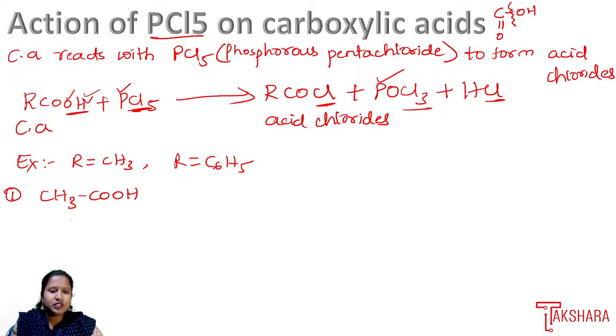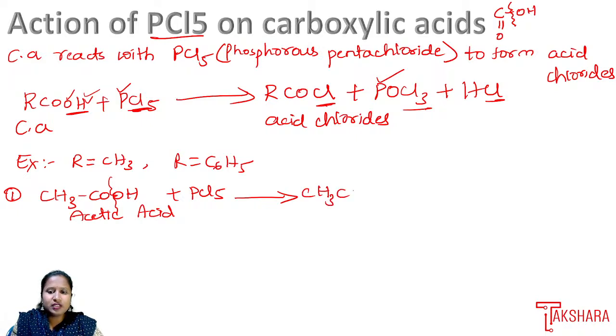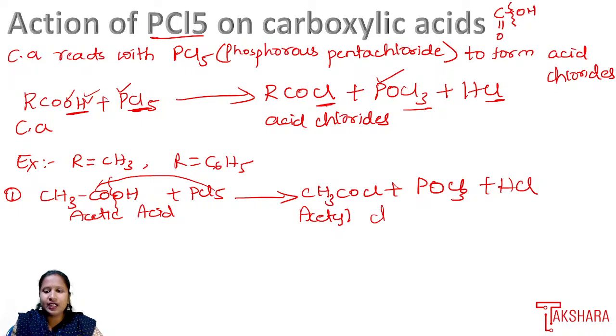So the first example, in place of R, CH3COOH, which is acetic acid. Acetic acid plus PCl5. So the bond will cleave between CO and OH. We will get the product CH3CO, one Cl will come to combine here, and the remaining phosphorus, oxygen and Cl3 plus HCl are left out. Okay, so this is acetyl chloride. Acetyl chloride, we will get as the product.